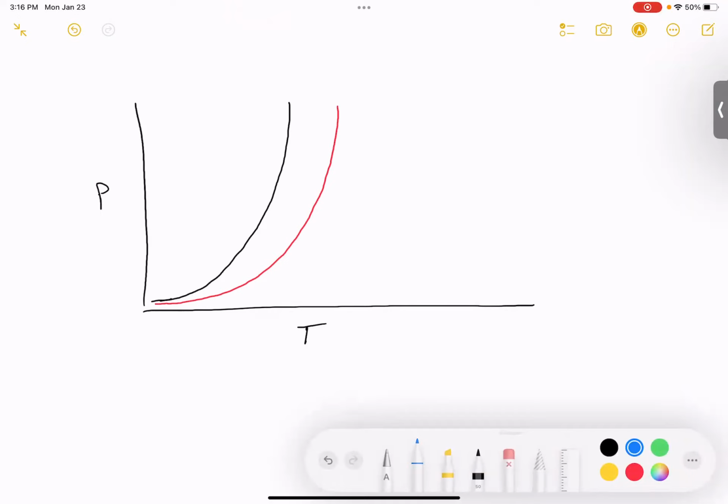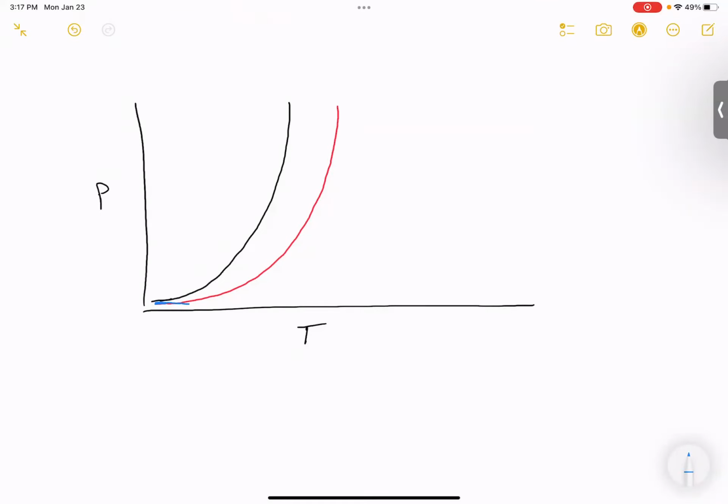One more time. At lower temperature, you're going to have fewer molecules in the vapor phase and therefore lower pressure. But as you increase the temperature, you're going to increase the number of molecules that go in the vapor phase, and therefore you're going to increase the pressure.